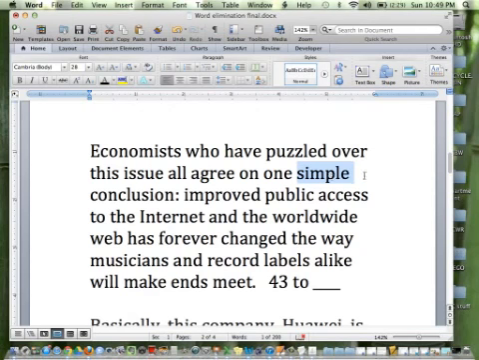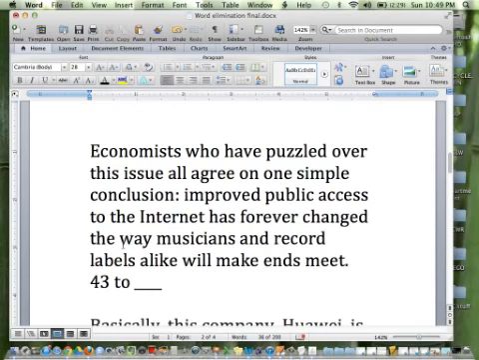So, oh, I see something huge. Isn't the internet and the World Wide Web pretty much the same thing? I think so. Improved public access to the internet has forever changed the way musicians and record labels alike will make ends meet. I could get rid of alike. I don't need it. But again, I'm going to leave it because it has a point of emphasis.